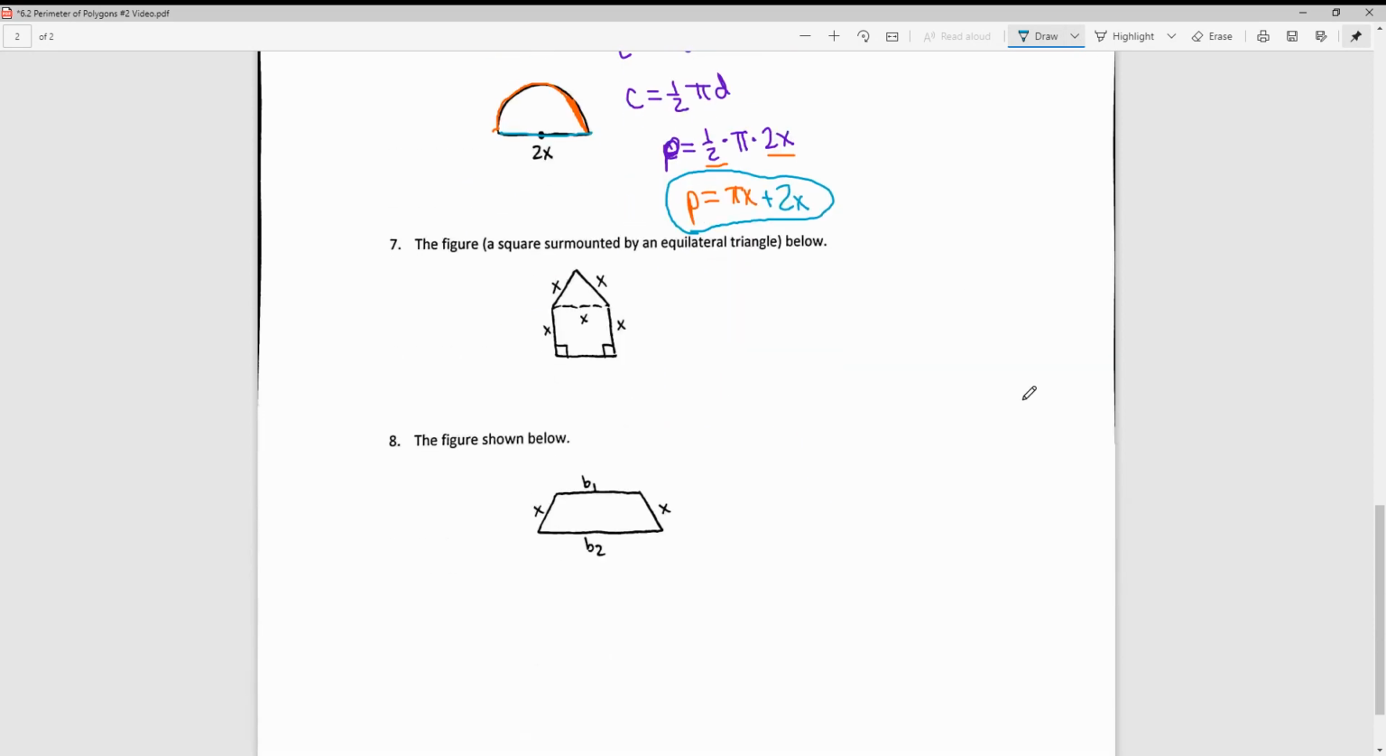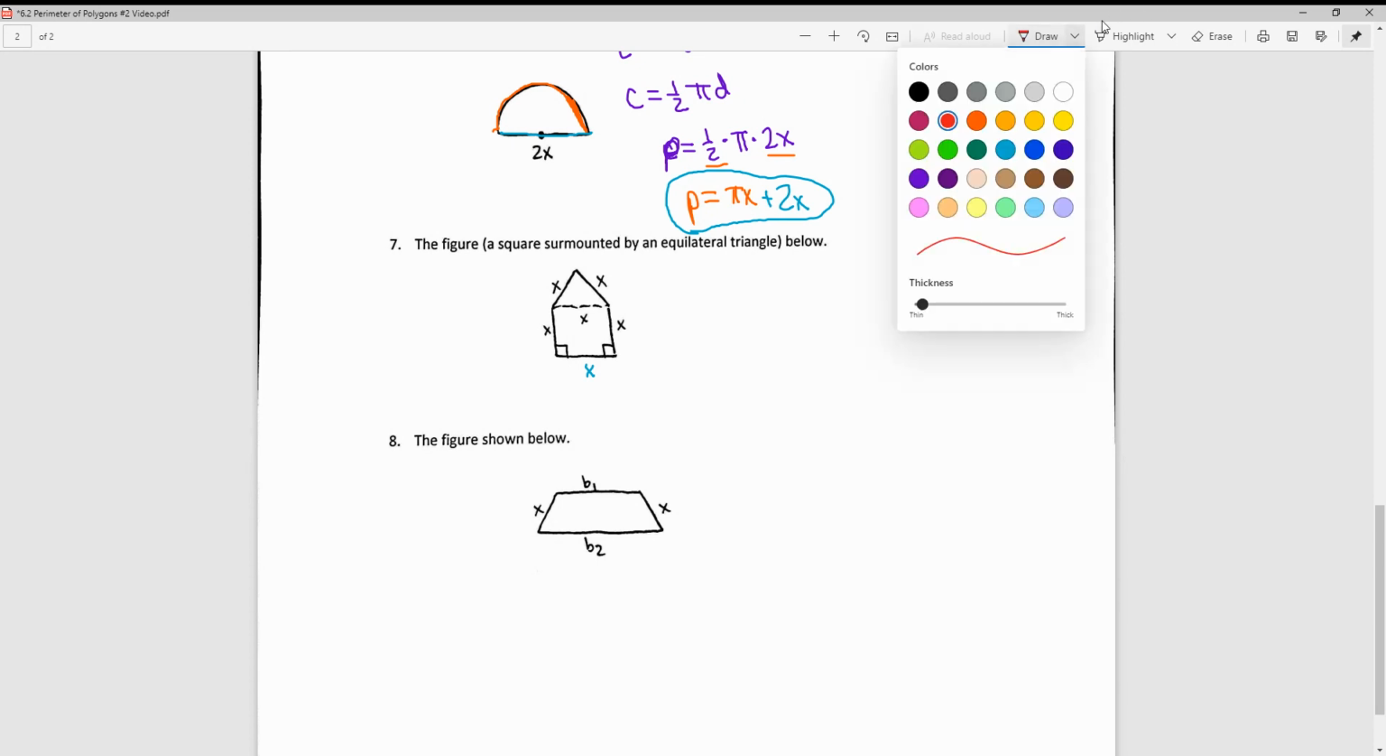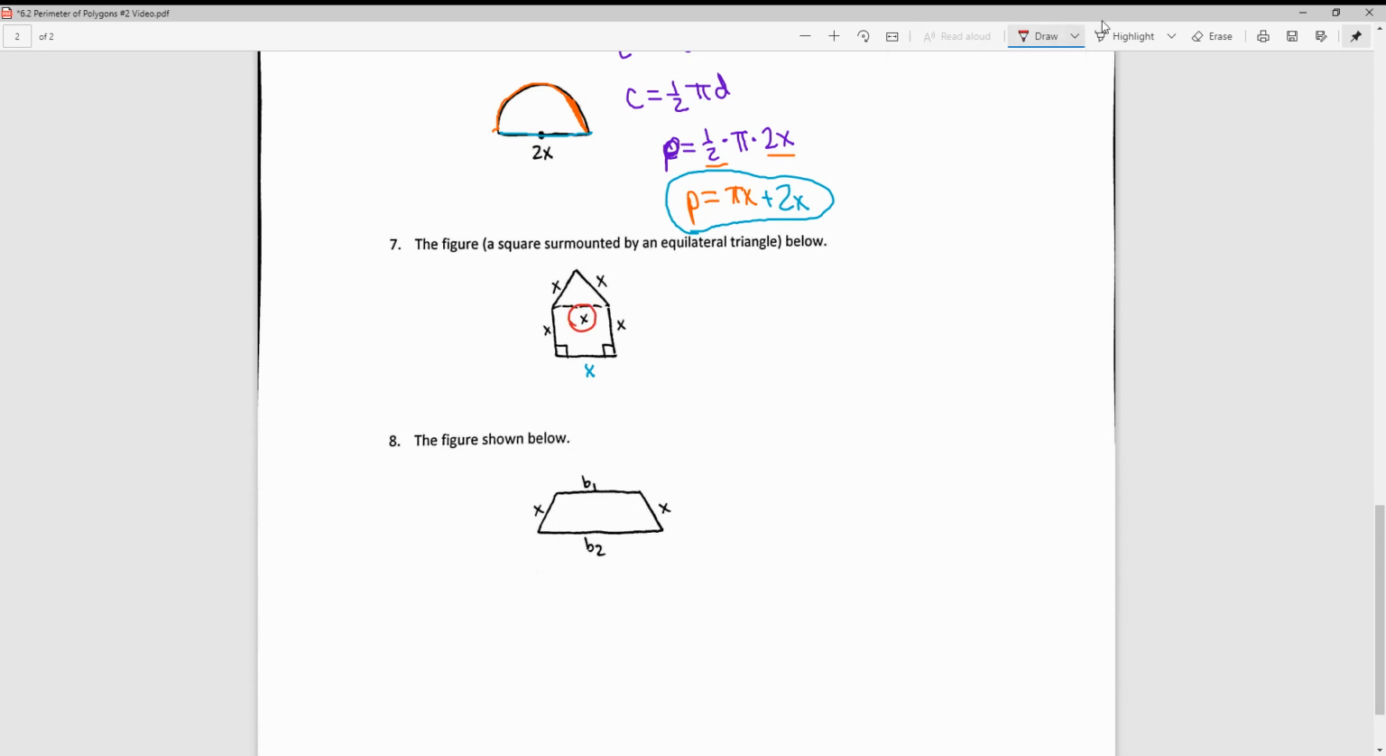Next up, we have a square surmounted by an equilateral triangle. So notice that all of these side lengths here are x. Since this is a square, the missing side is also x as well. This x right here, notice, is inside the figure, so it's not part of our perimeter. We just need to add the x's on the outside. So the perimeter is going to be x plus x plus x plus x plus x. Kind of a mouthful to say. Or we can simplify that. I have 5 x's, so we can say the perimeter is just 5x.